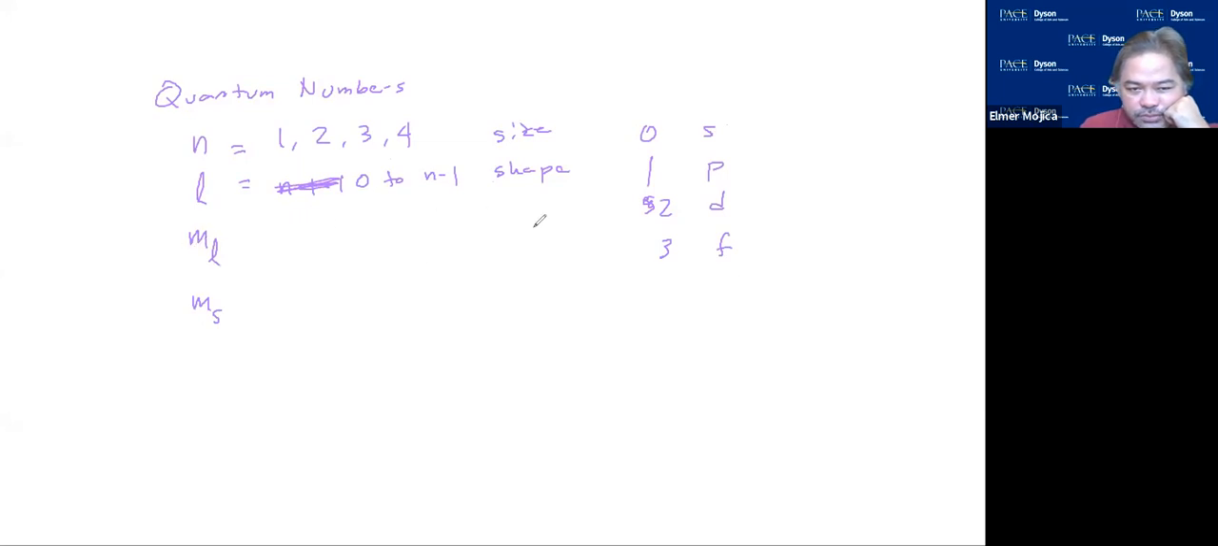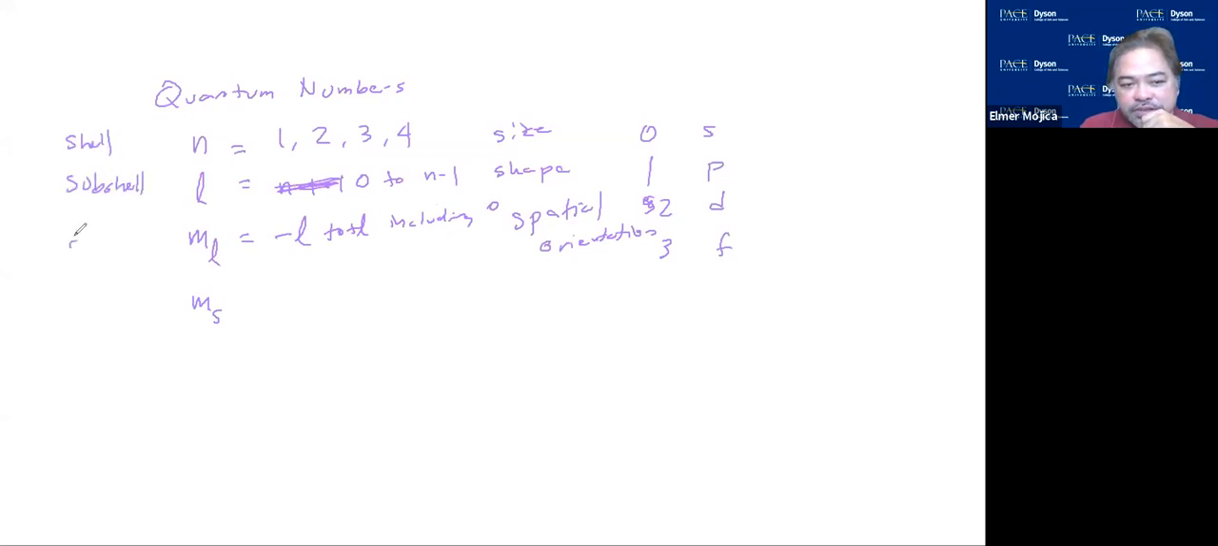Now, m sub l, on the other hand, has something to do with the spatial orientation. Its value would be from negative l to positive l, including 0. What m sub l tells us is the number of orbitals that you have. So if this is the shell, this is a subshell. So this is usually the number of orbitals in a given subshell.